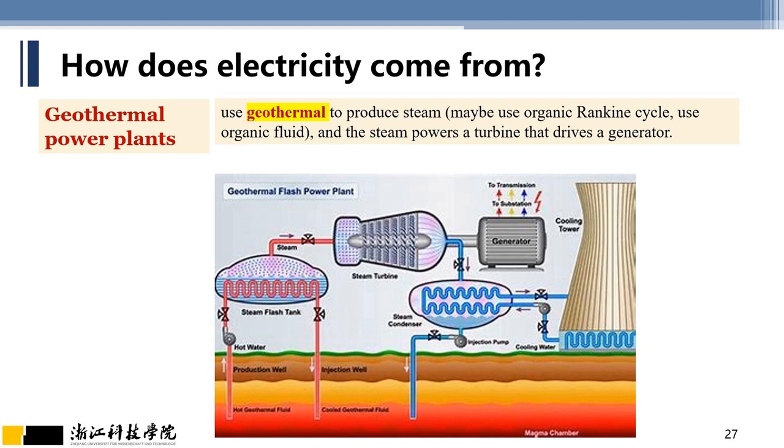We use the geothermal heat to produce steam, and then the steam powers a turbine that drives a generator. The heat source is the underground heat. We produce the steam using the underground heat, and then the steam drives the turbine, and the turbine drives the generator. And then we have geothermal power plants.